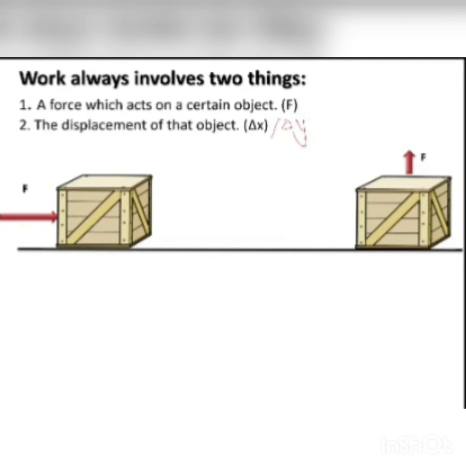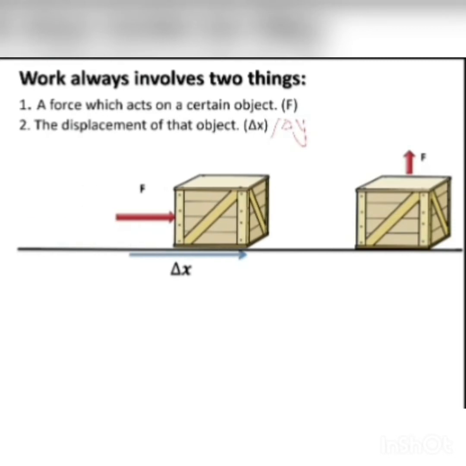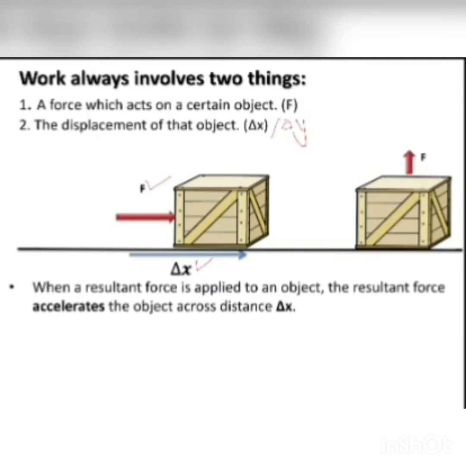Then let's look at this first box that we have here. As we apply a force onto an object, the force is going to cause that object to move over a displacement. Hence here we have change in X, or change in displacement, and that is due to the applied force. Whenever a resultant force is applied to an object, the resultant force accelerates the object across the distance, or the displacement delta X.